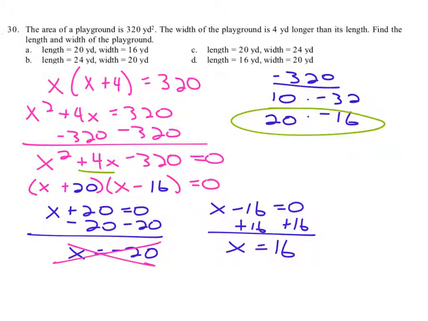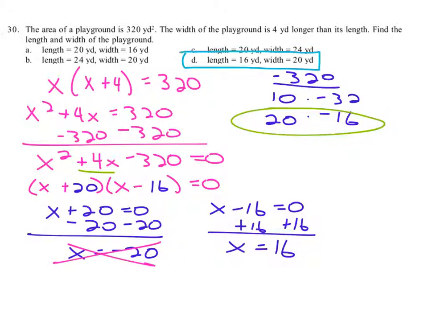So we want one where the length is whatever the given length is, and then the width is 4 yards longer. And we had solved for x, since we used x and x plus 4. X represented that shorter length, the length. So x equals 16 is the length, and therefore the width is 4 yards longer than that. So we've got a length of 16 yards and a width of 20 yards.